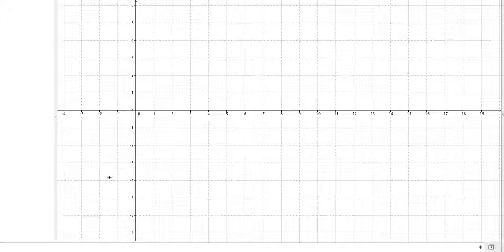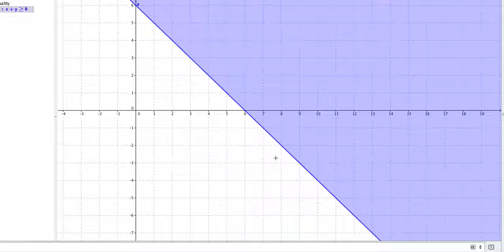H plus C is greater than or equal to 6. And in this case, we'll just use x plus y. X plus y is greater than or equal to 6. Okay, graph that. That is the graph of that inequality. The next inequality is h is greater than or equal to 1. This is the graph of that inequality right here.